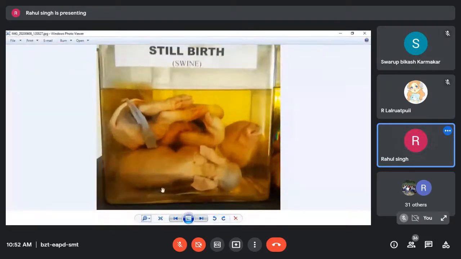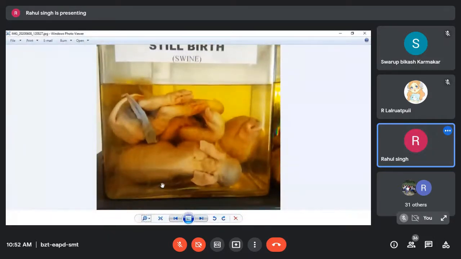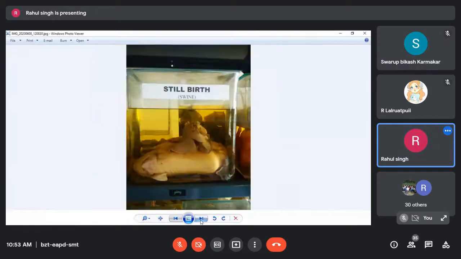Stillbirth. The stillbirth indicates that the fetus grew to its full term but was not born alive. Stillbirth in swine. So you can see the fetus is almost fully formed, but was born dead. So we have the fully formed dead-born fetus, stillbirth. One more stillbirth case.